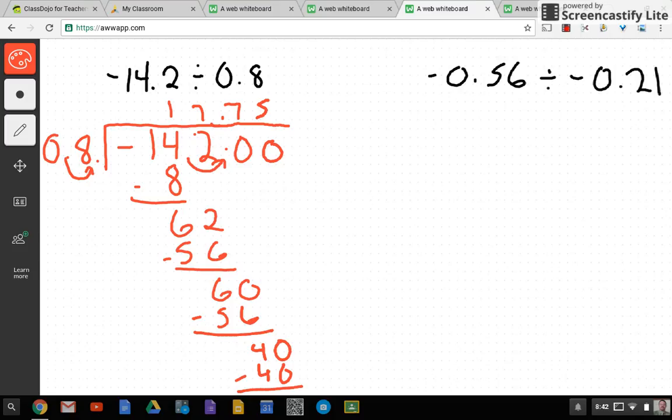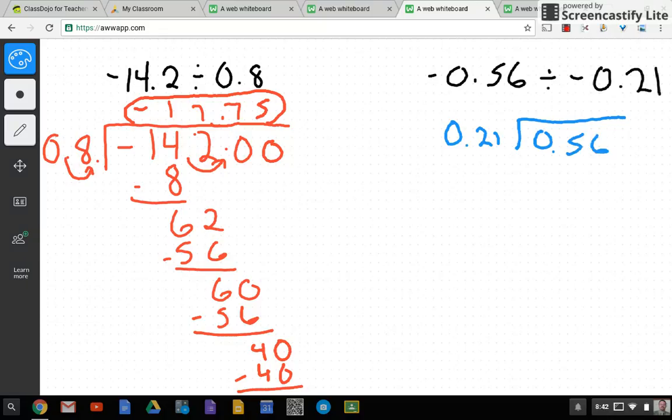Now, if I do a negative divided by a positive, it's a negative answer. So it is negative 17.75 there. Okay. So now let's look at the opposite problem over here. So right here, I'm going to go ahead and set it up. I've got 0.21 as my divisor. My dividend is 0.56. So now I've got to move this one 2 spaces to the right. So that means I've got to move this one 2 spaces to the right.